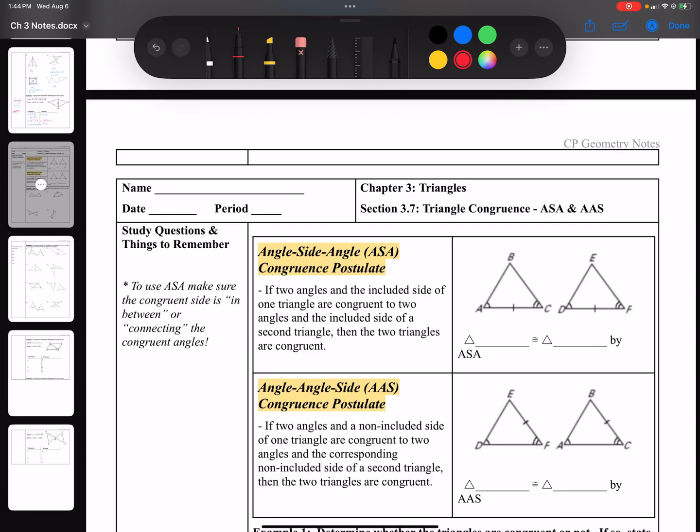Section 3.7, triangle congruence, angle side angle and angle angle side. So now we're going to talk about the very last two shortcuts to show that triangles are congruent. We've already learned side, side, side, side angle side, and hypotenuse leg. Now we're going to learn two more, angle side angle and angle angle side.